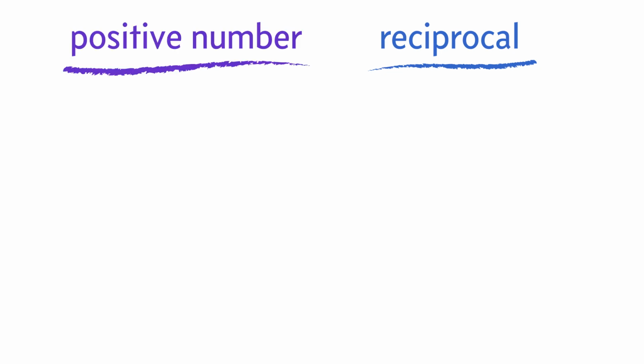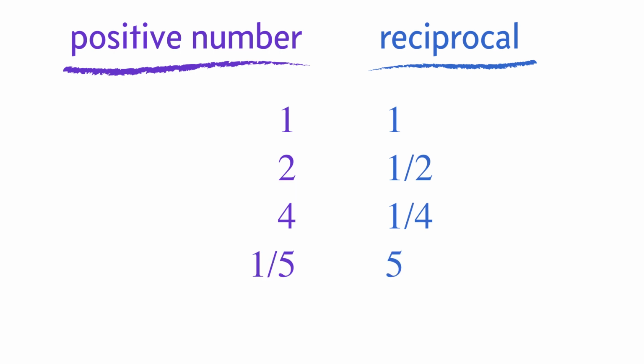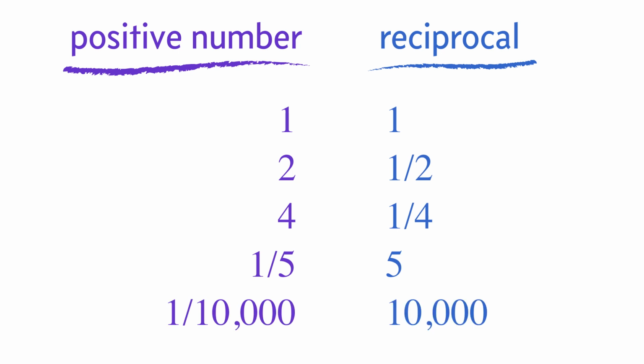Talking about just positive numbers for the moment, the only number that is its own reciprocal is 1. When you take the reciprocal of numbers larger than 1, the result is smaller. 2 becomes a half, 4 becomes a fourth, and so on. These relationships work back and forth. If you take a number smaller than 1, its reciprocal will be larger than 1. In fact, the smaller the number you choose, the larger its reciprocal becomes.